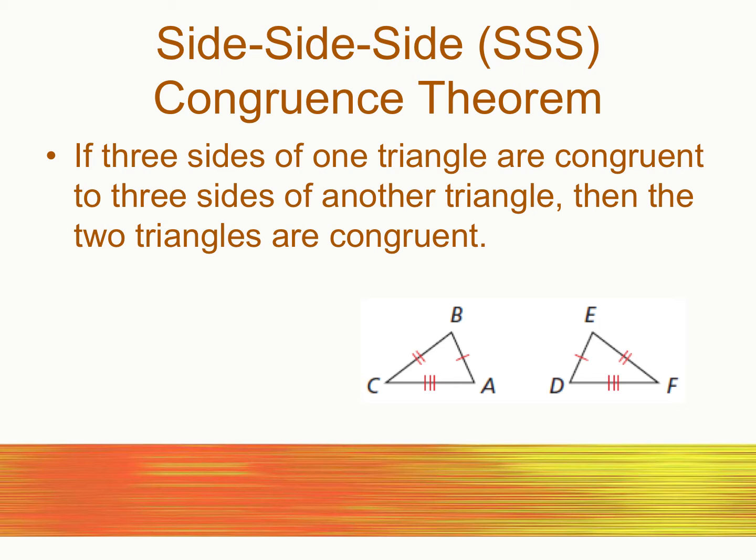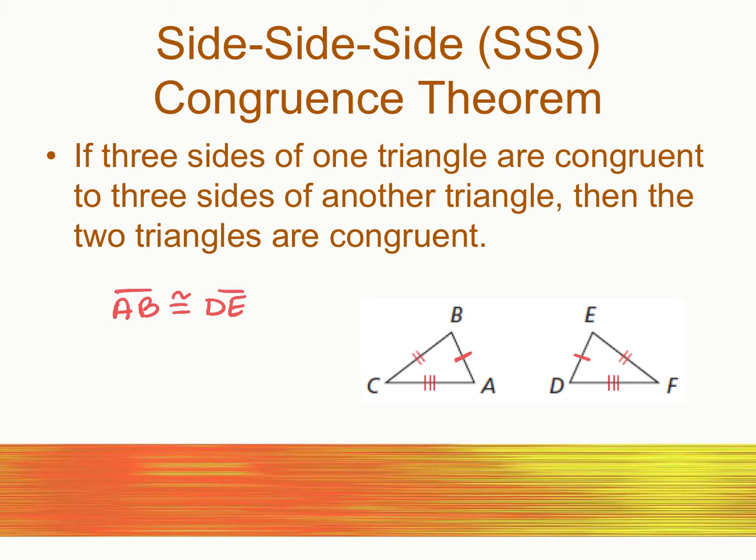And this just states that if 3 sides of one triangle are congruent to 3 sides of another triangle, then the 2 triangles are congruent. So what you're going to need to do here is to match and make sure that all 3 sides have congruency marks on them. So for example, in this picture, I can see that side AB has the single congruency mark as well as DE. So in your proof, you would be stating that AB is congruent to DE.